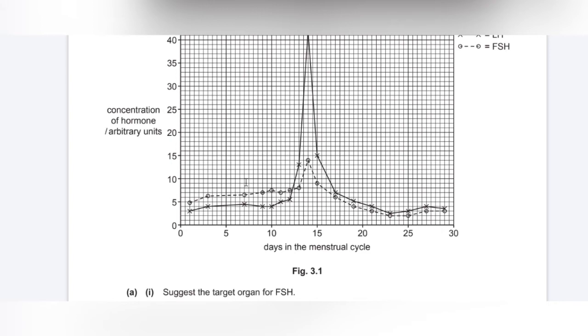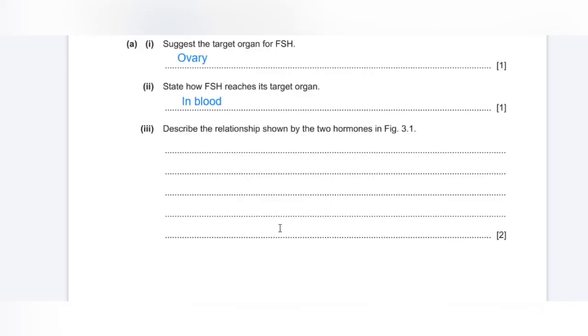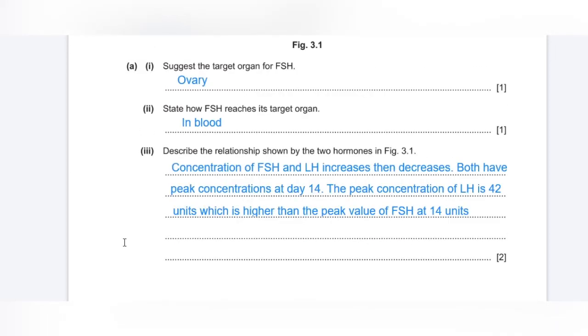So as you can see, the concentrations of both of the hormones will rise and then fall. The peak value of LH, indicated by the cross, is higher than the peak value of FSH, indicated by the small circle, and LH has a lower concentration during the initial stage or before the peak, and it also has a higher concentration after the peak value. You can mention that using the data as well for 2 marks. So I talk about how both of the concentrations increase and then decrease. Both of them have peak concentrations at day 14.